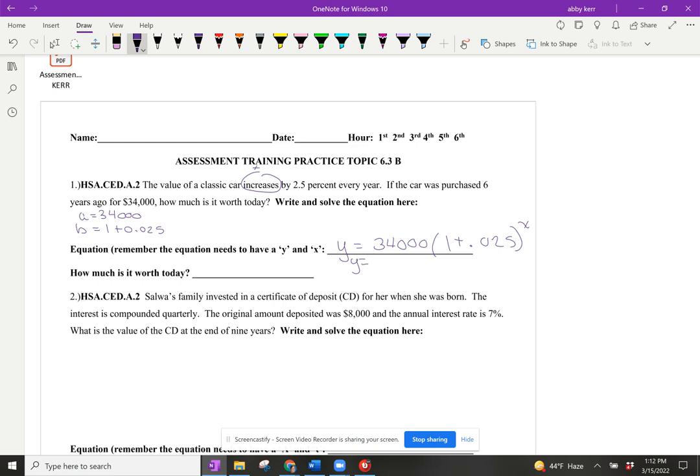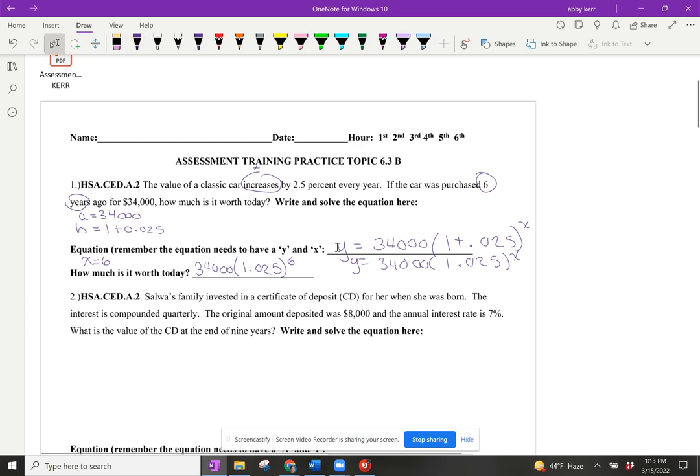Or if you want to combine them, please go ahead and do so with making the b value 1.025. Now, how much is it worth today? That's when we're trying to find how many years ago. So we're going to let x equal 6. So we have this equation, we have this 34,000. The b value, the growth factor, is 1.025, and then raised to the 6th power.